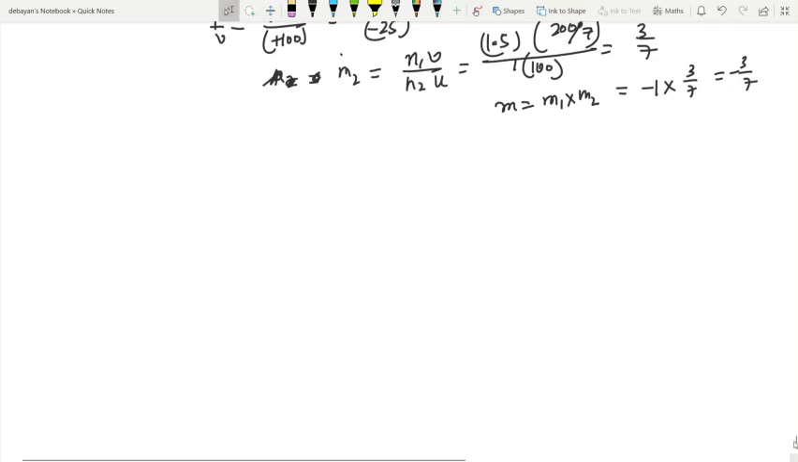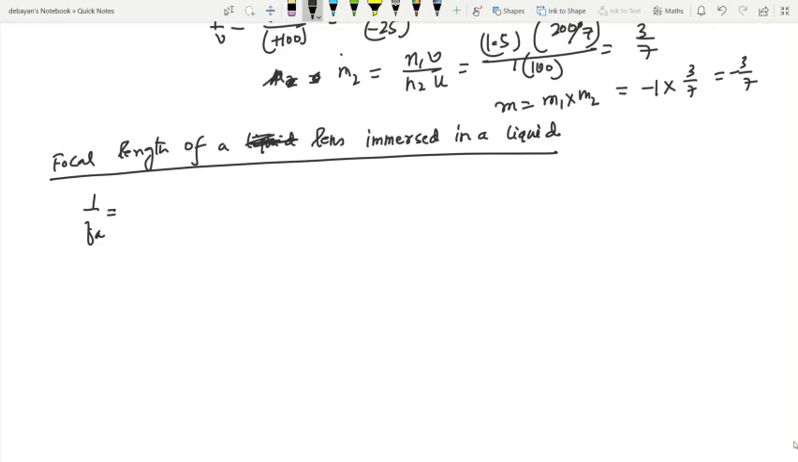The focal length of a lens that is immersed in a liquid. If we find that, what we know, the focal length of a lens in air is given by refractive index of glass with respect to air minus 1, into 1 by r1 minus 1 by r2, that we know.